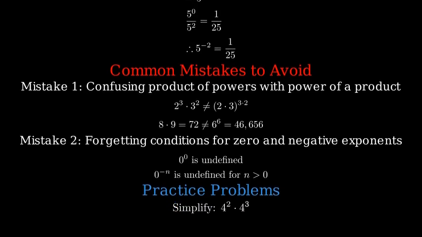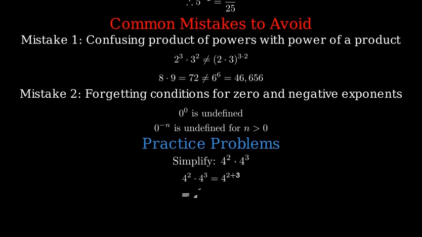First, let's simplify the expression 4 squared times 4 cubed. Using Rule 1, we add the exponents, 4 to the power of 2 plus 3, which equals 4 to the power of 5, or 1024.